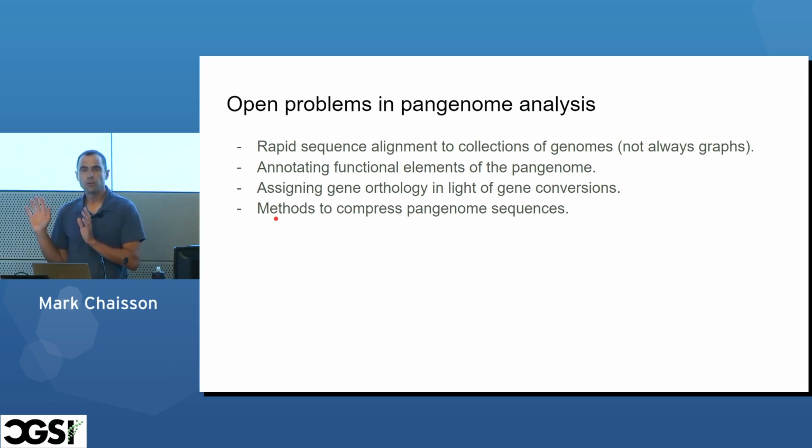Part of that is related to a difficulty in assigning gene orthology, especially when there's rampant gene conversion going on between sequences. And then finally, we're having pangenomes that are reaching 600 individuals, so 1,200 haplotypes. We need to be able to share those in a pretty highly compressed format.